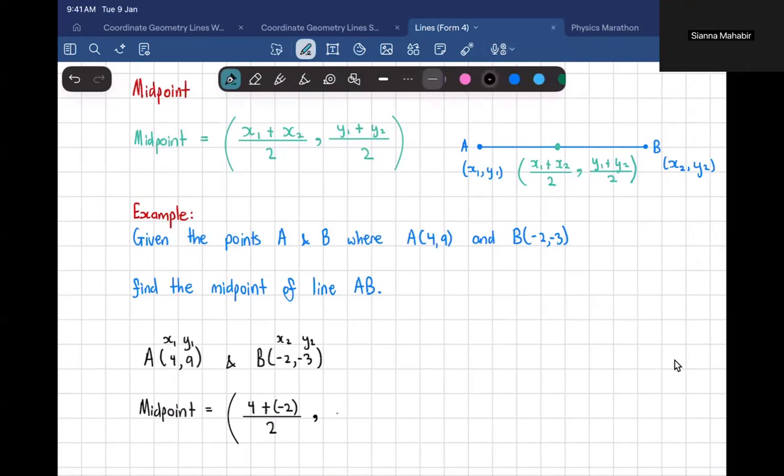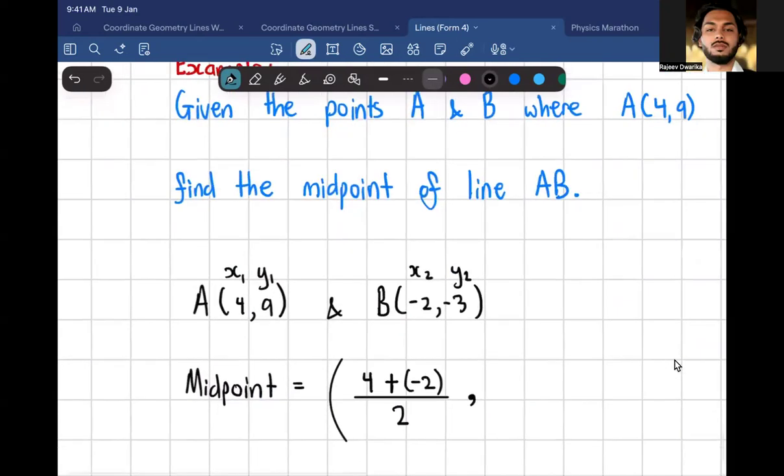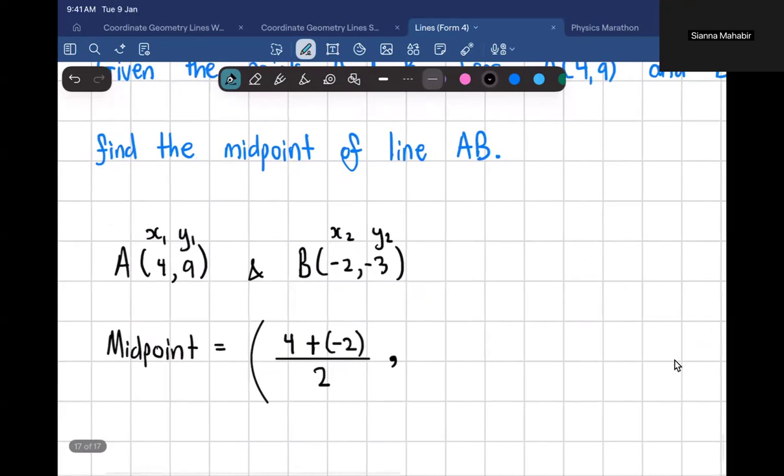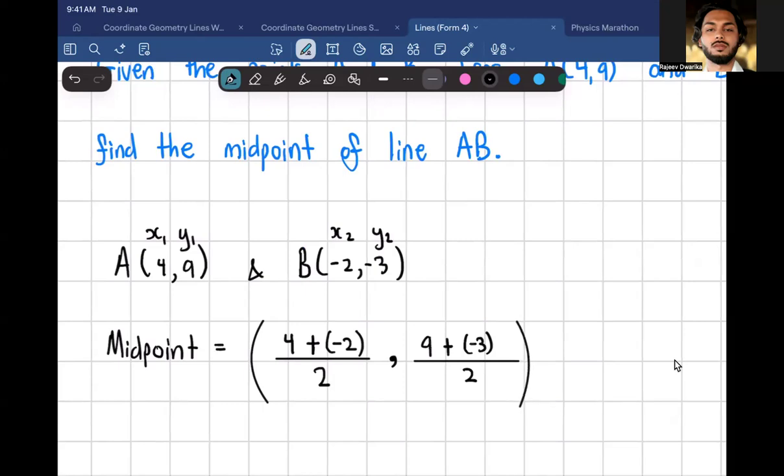So A is 4, 9. So x1 is 4, y1 is 9. B is -2, -3. -2 is x2, and -3 is y2. So what's y1? 9. Right? And we are adding what to that? y2, so it'll be -3. Right? In brackets. So Perseus, you let me know if you got the answer, right?